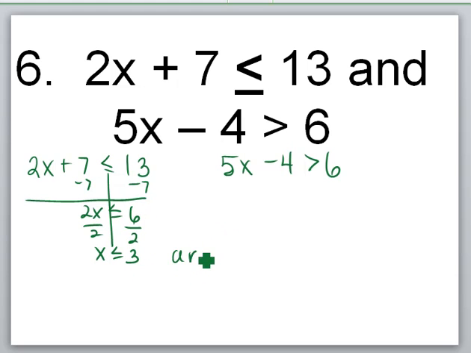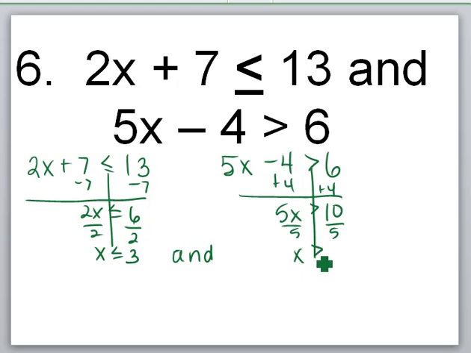I have the word and in between this for right now. On the second one, I need to add 4. I get 5x is greater than 10, and I'll divide by 5, which gives me x is greater than 2. So this is an and statement. How can I create a triple? Well, if you remember, we're going to put the smallest number on the left, the largest number on the right, put an x in between them.